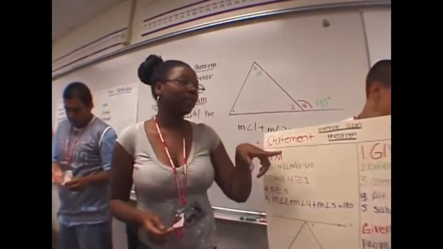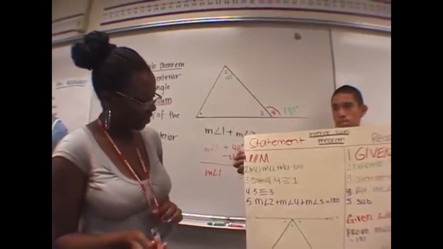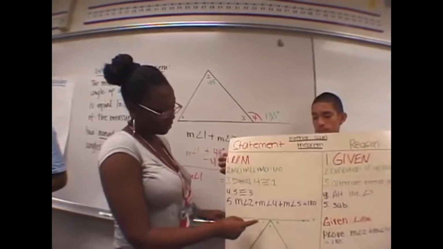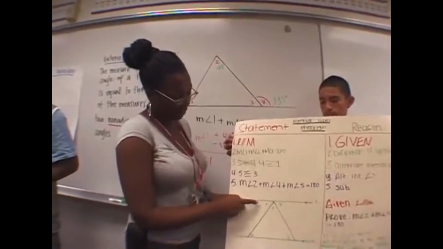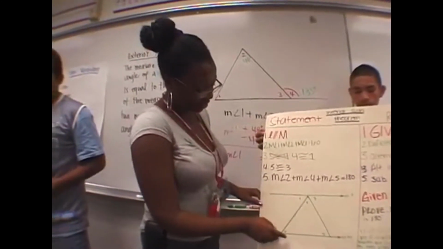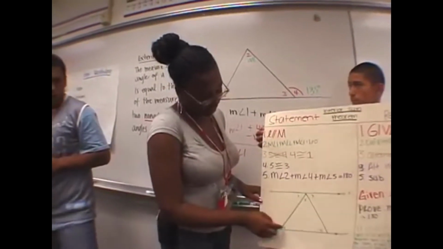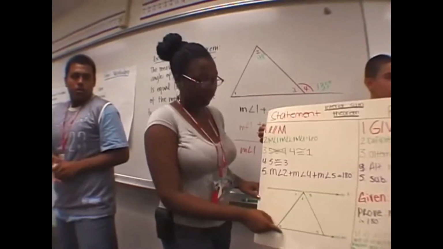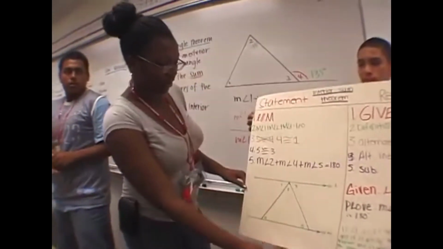We were proving the interior sum theorem, and so we figured if 1, 2, and 3 were supplementary, and these lines are parallel, then 4 and 1 are congruent, and 5 and 3 are congruent too.